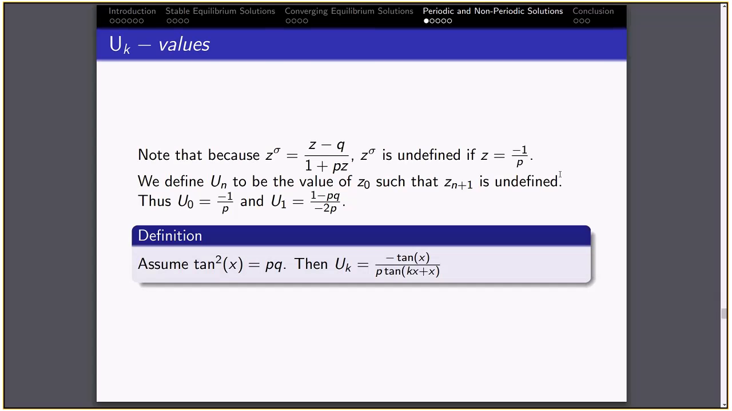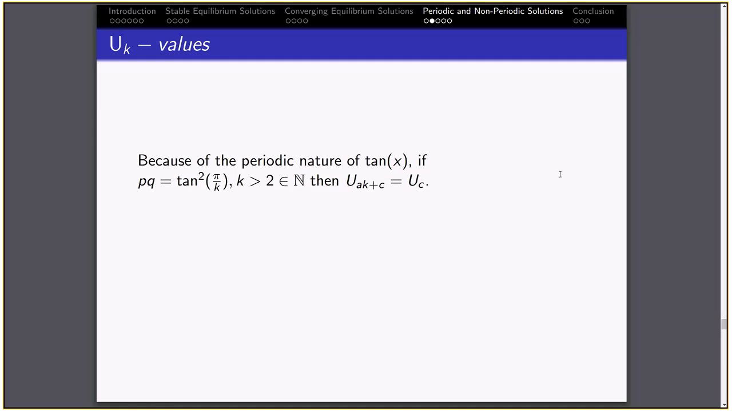Now, you could continue to algebraically solve these equations, but eventually it gets pretty heavy. So we ended up finding a pattern, and to do that we have to define a variable x. We assume that tangent squared of x is equal to pq. Then uk is equal to negative tangent of x over p times tangent of kx plus x. Because we have a periodic nature within the tangent of x, this leads us to a very important idea: if tangent squared of pi over k is equal to pq, then for any k greater than 2 in the natural numbers, u of ak plus c is equal to uc. This is basically saying that the u values are periodic.